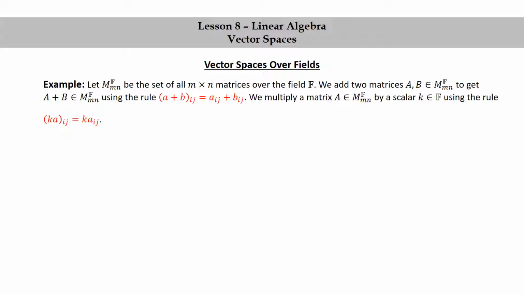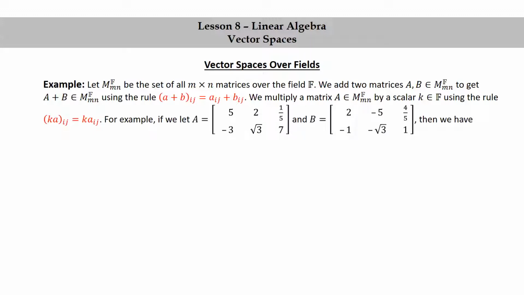a sub ij. For example, let's let A be the matrix [5, 2, 1/5; -3, root 3, 7], and B the matrix [2, -5, 4/5; -1, -root 3, 1]. Then we have A plus B is the matrix [7, -3, 1; -4, 0, 8], and 2A is the matrix [10, 4, 2/5; -6, 2 root 3, 14].